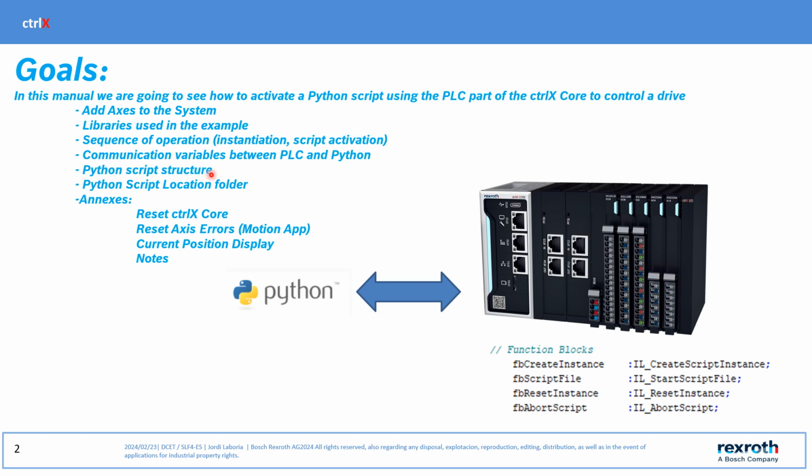Python script structure. Folder for the location of the Python script used. An access including reset in the CtrlX core. Axis error reset in motion app. Incorporate current position display. Notes to keep in mind.